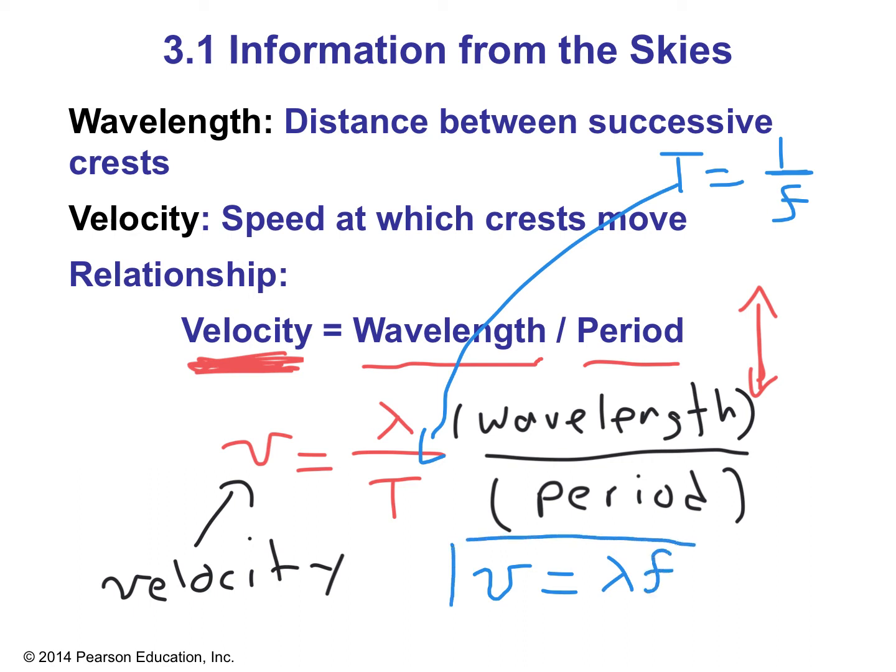And so either of these formulas can be used to calculate the velocity or the speed of a wave. In this case, it's the wavelength divided by the period, or here it's the wavelength times the frequency. Remember, frequency is equal to 1 over the period, so I could replace this with 1 over T, and that would give me just lambda over T again. But it's the same formula, just written out differently. But these are the two formulas that are very commonly used to calculate the speed or the velocity of a wave.